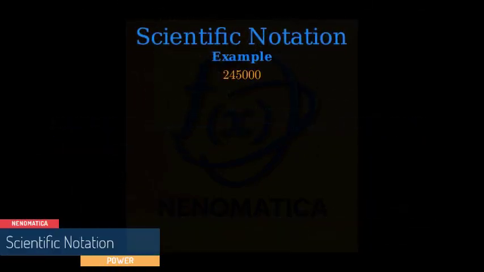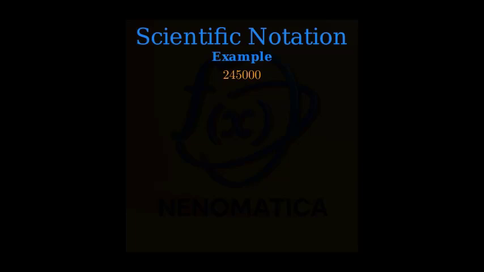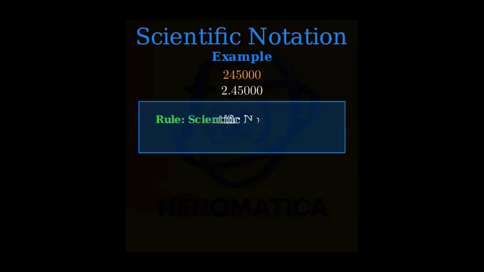We have the number 245,000. To convert this to scientific notation, we need to move the decimal point to get a number between 1 and 10, then multiply by 10 raised to the appropriate power. First, we identify the first non-zero digit, which is 2. We'll place the decimal point after this digit to get a number between 1 and 10. Now we count how many places we moved the decimal point. Since we moved it 5 places to the left, we multiply by 10 to the power of 5. Therefore, 245,000 in scientific notation is 2.45 times 10 to the power of 5.